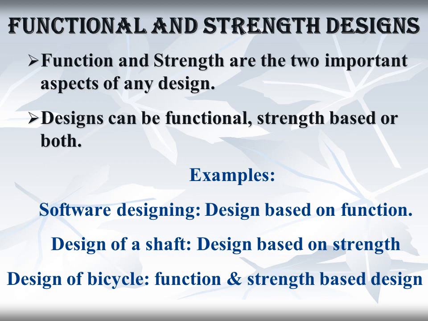Now, I will explain what functional and strength designs are. Function and strength are the two important aspects of any design. Designs can be functional, strength-based, or both. For example, in software designing, the design is based on function, whereas in the design of a shaft, the design is based on strength, and in the design of a bicycle, function and strength based designs are both considered. So from this you can see how these two types of designs are used.